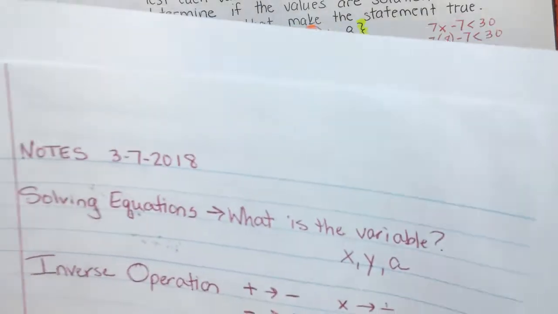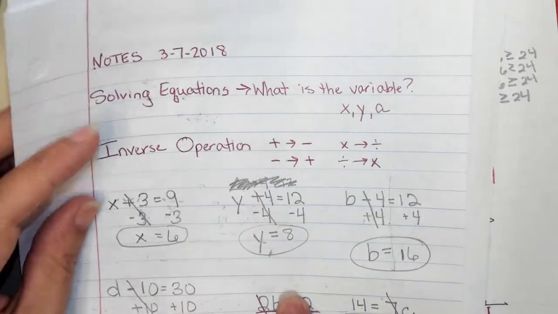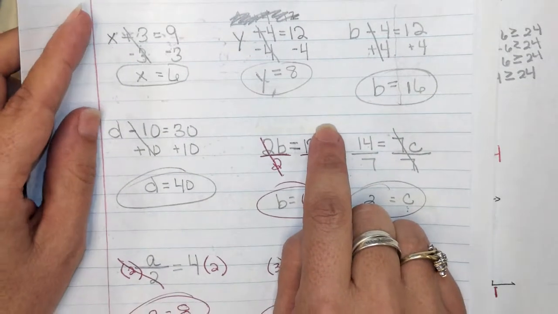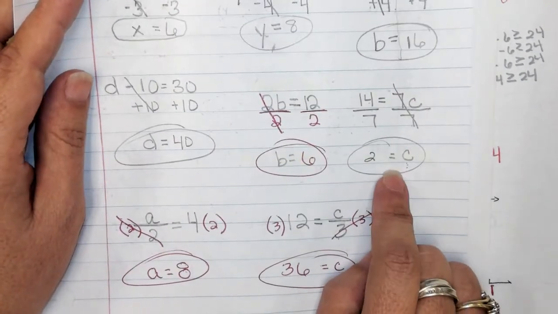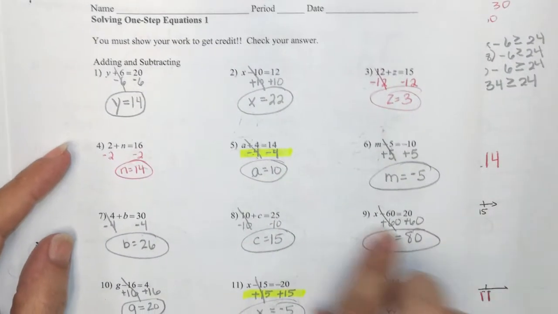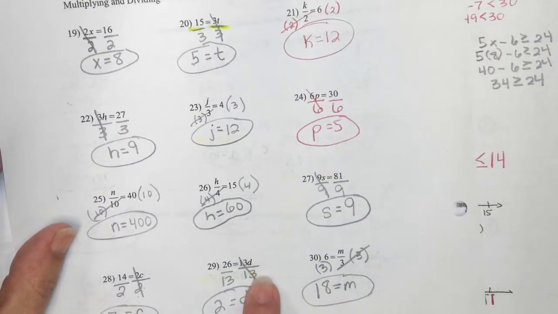Okay. Then we talked about solving equations on 3-7. We should have these notes. We talked about the inverse operations, and we took some notes, finding what each variable equals. We then did a worksheet on that. We did adding and subtracting on the front. We did on the back, multiply, divide.